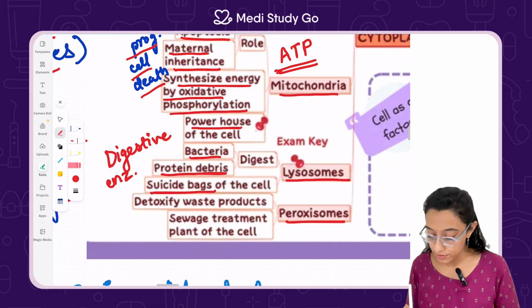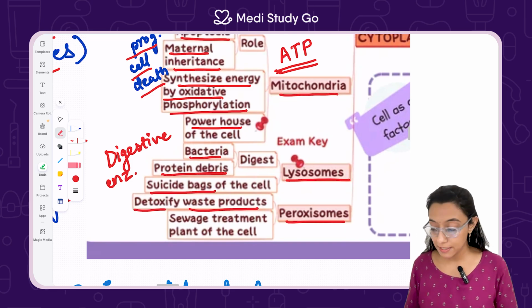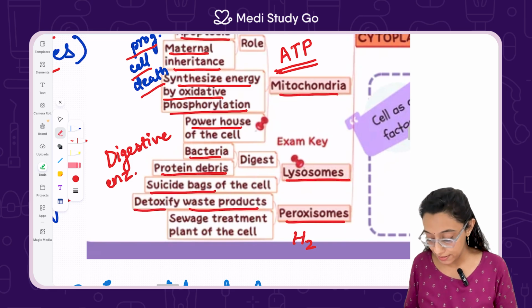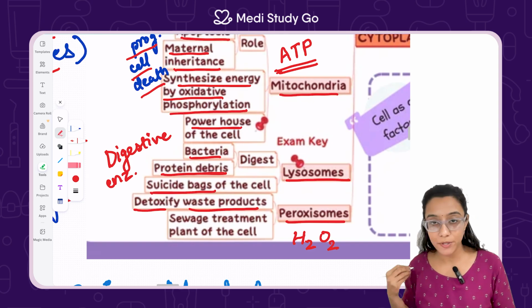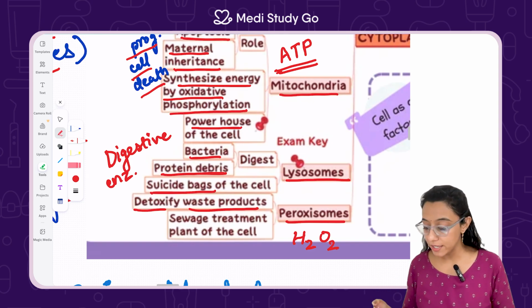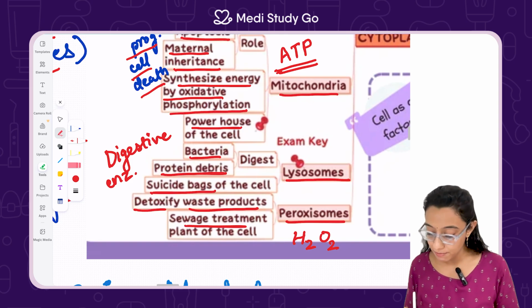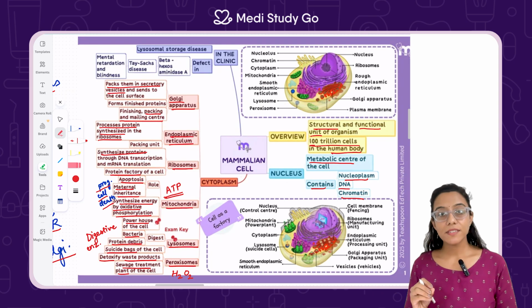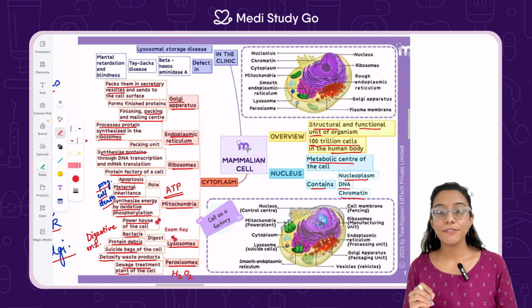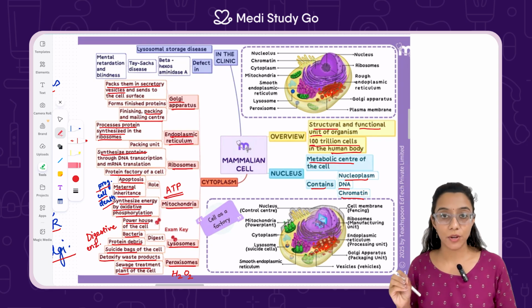Right? Then there are the peroxisomes, which detoxify waste products, specifically hydrogen peroxide. Hence the name, because it breaks down hydrogen peroxide, it is also known as peroxisomes, which is also called the sewage treatment plant of the cell. Pause the video for a moment and now see if you can recall all the functions of the organelles discussed without looking at your notes.